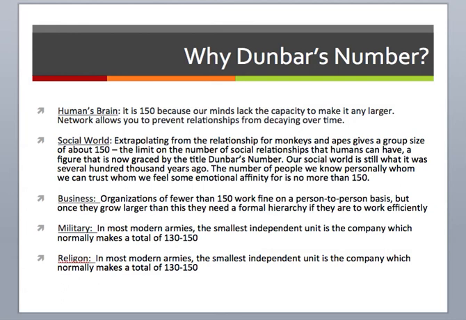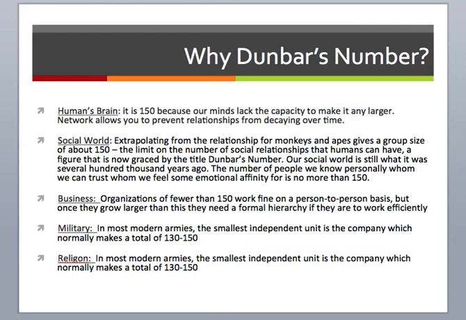The number of people we know personally, whom we can trust, who we feel some emotion for, is no more than 150. In business, organizations of fewer than 150 work fine on a person-to-person basis. But once they grow larger than this, they need a formal hierarchy if they are going to work efficiently.